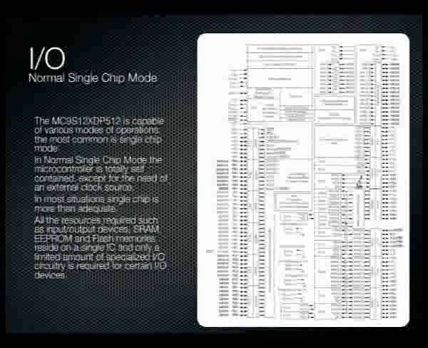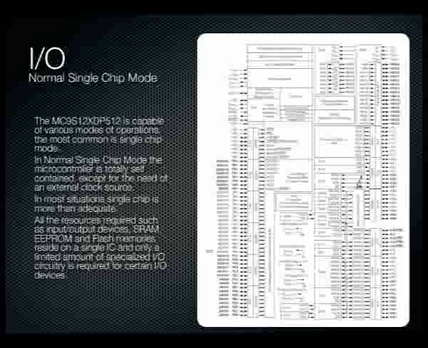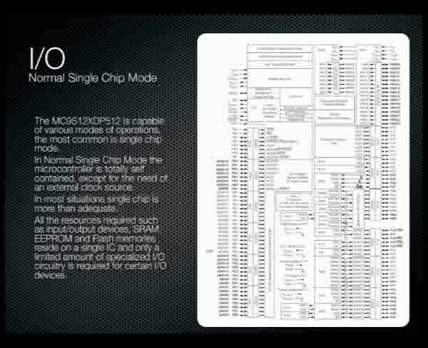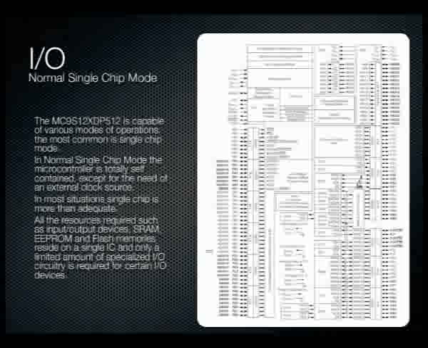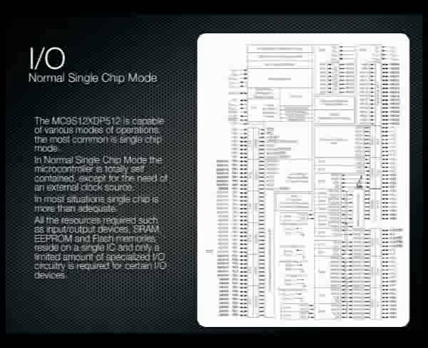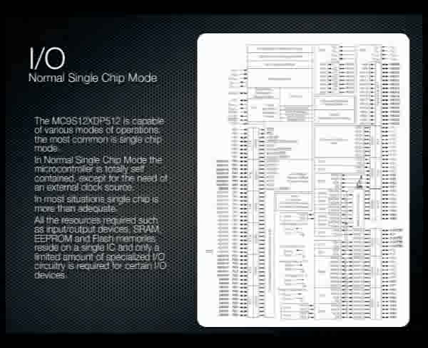So when it comes to I/O and our processor in particular, our processor is capable of various modes of operation. The most common mode of operation is, of course, single chip mode. It's the mode it's in by default, and unless you rip the processor out of its box and start playing around with the jumpers, you can't actually change it out of normal chip mode. So normal chip mode is the mode it's currently in, and it's the mode it's happily going to stay in.